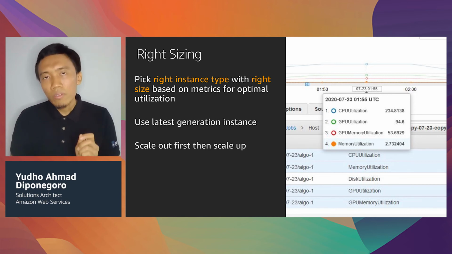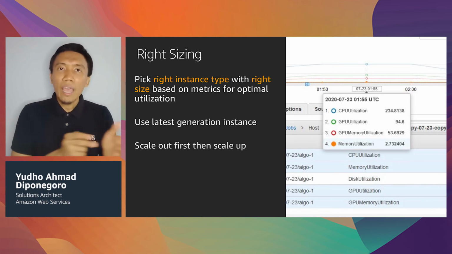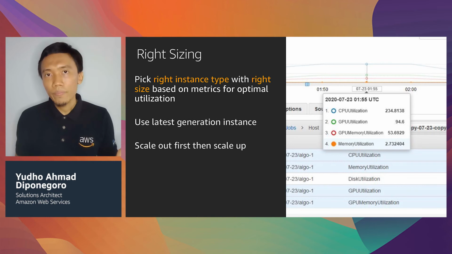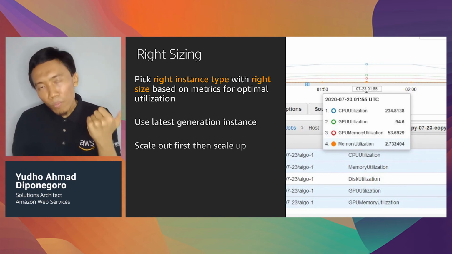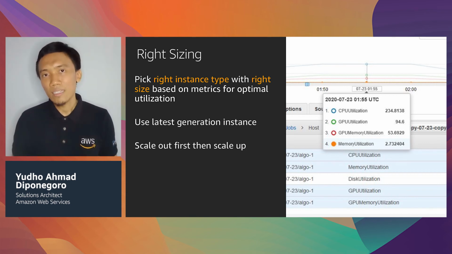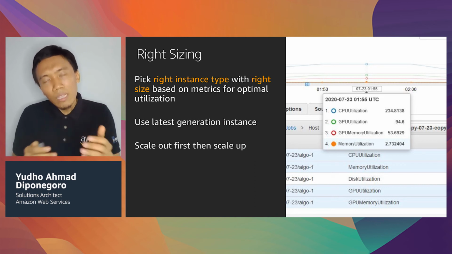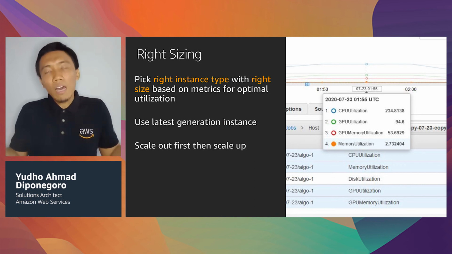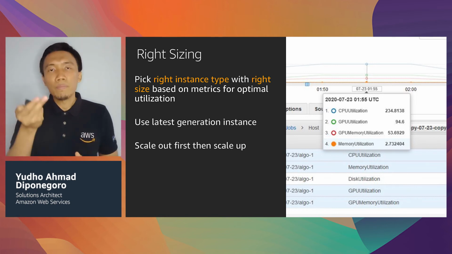And it's also recommended to always pick the latest generation of instance, for example, M5 instead of M4, because the newer are always cheaper or more performant, or both. So it will always be better to pick the latest generation instances. And the third thing that you need to do is start small, and then if you need more resources, you can scale out first, get more instances, and then you can scale up as necessary.